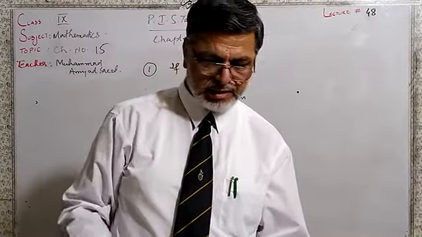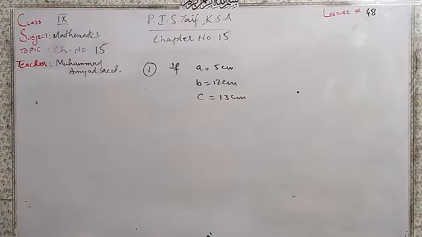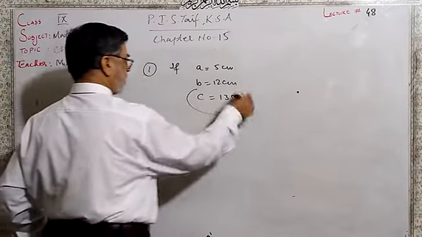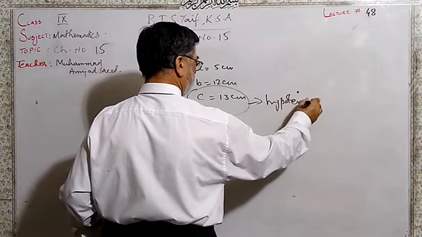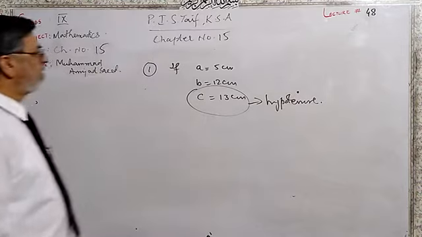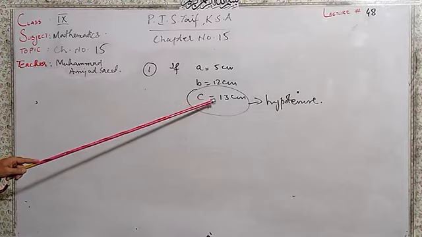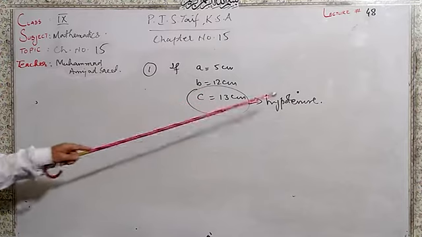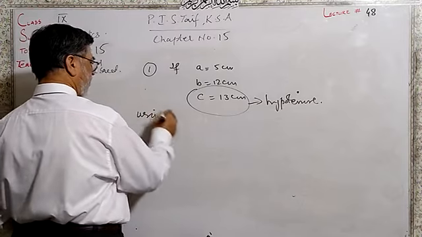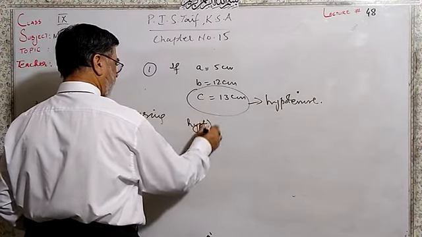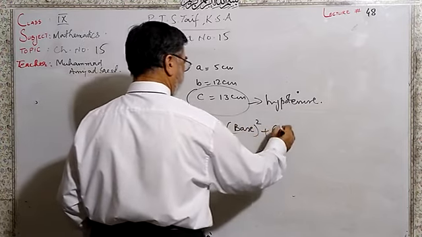Dear students, remember that in a right angle triangle, the largest side will be the hypotenuse. It is always true. In a right angle triangle, this largest side will be the hypotenuse. And you know that using Pythagoras theorem, if Pythagoras theorem is applicable, then it will be a right angle triangle, otherwise not.